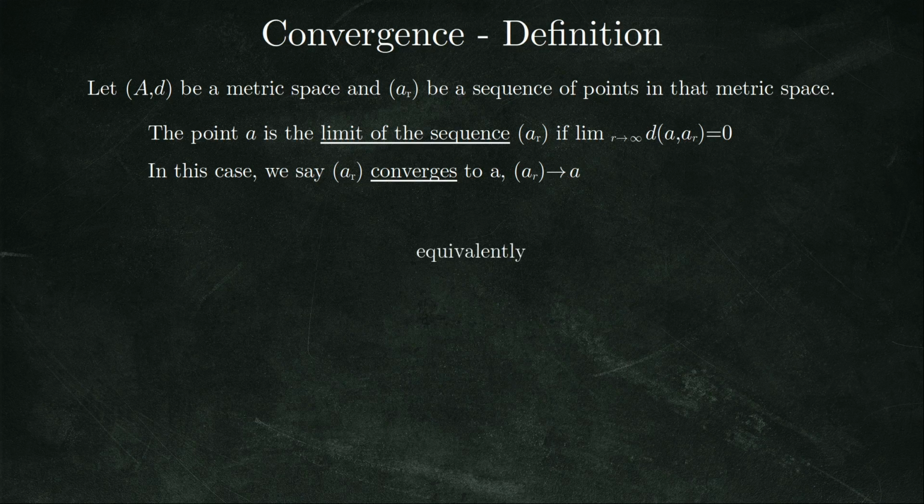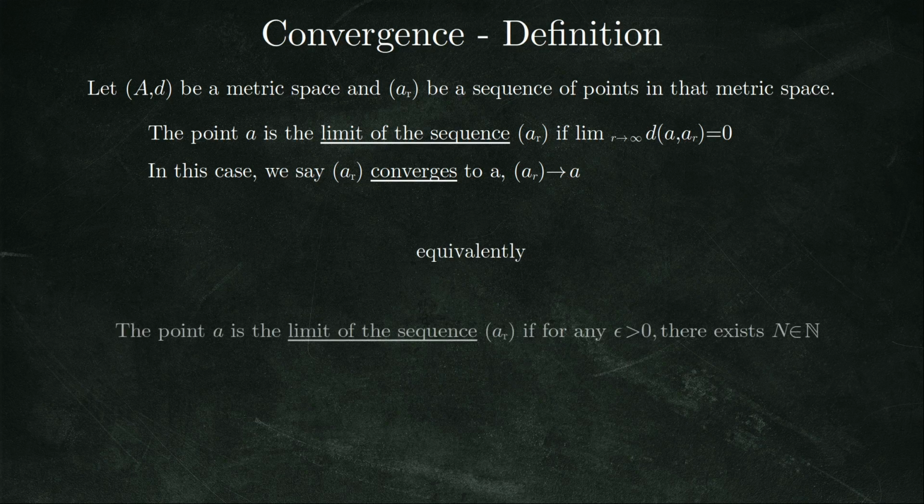Now, an equivalent definition, if you're not super comfortable with dealing with limits, is: the point A is the limit point of the sequence A_n if for any epsilon greater than 0, there exists a big N such that for all little n greater than big N, the distance between A and A_n is less than epsilon. So this goes back to our diagram on the previous slide.